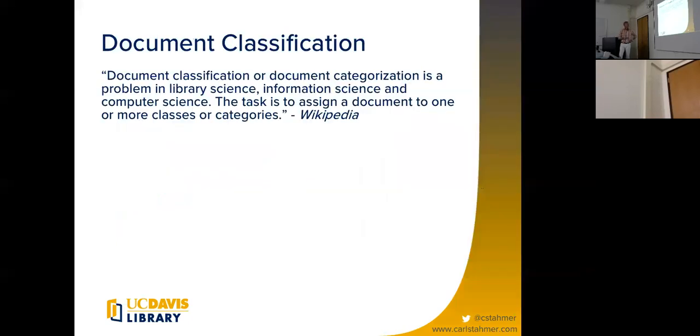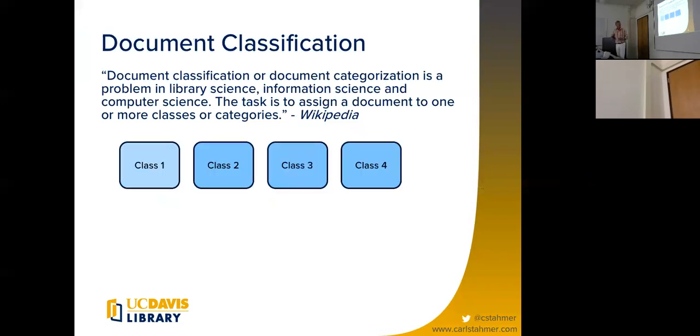Okay, so enough of that. Let's dig in more. I want to start with the backstory. Topic modeling is just thinking about document classification in general. According to Wikipedia, document classification is a problem of library science, information science, and computer science. The task is to assign a document to one or more classes or categories. Pretty straightforward. We have some set of classes that exist in our world, and we want to assign documents into those classes.